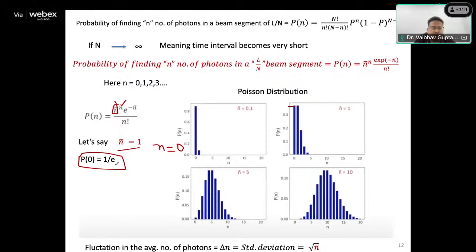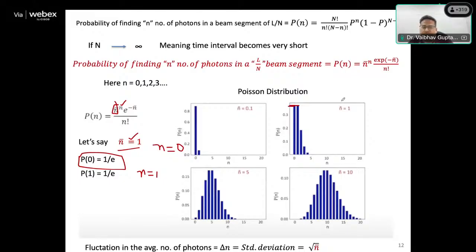Similarly, you can do the math for finding 1 photon. Here n bar remains the same, but the n value has changed and now n is 1. You put it in this formula: 1 factorial is 1, and this again is e to the power minus 1. So again you see that the probability of finding 0 photons or 1 photon is the same.